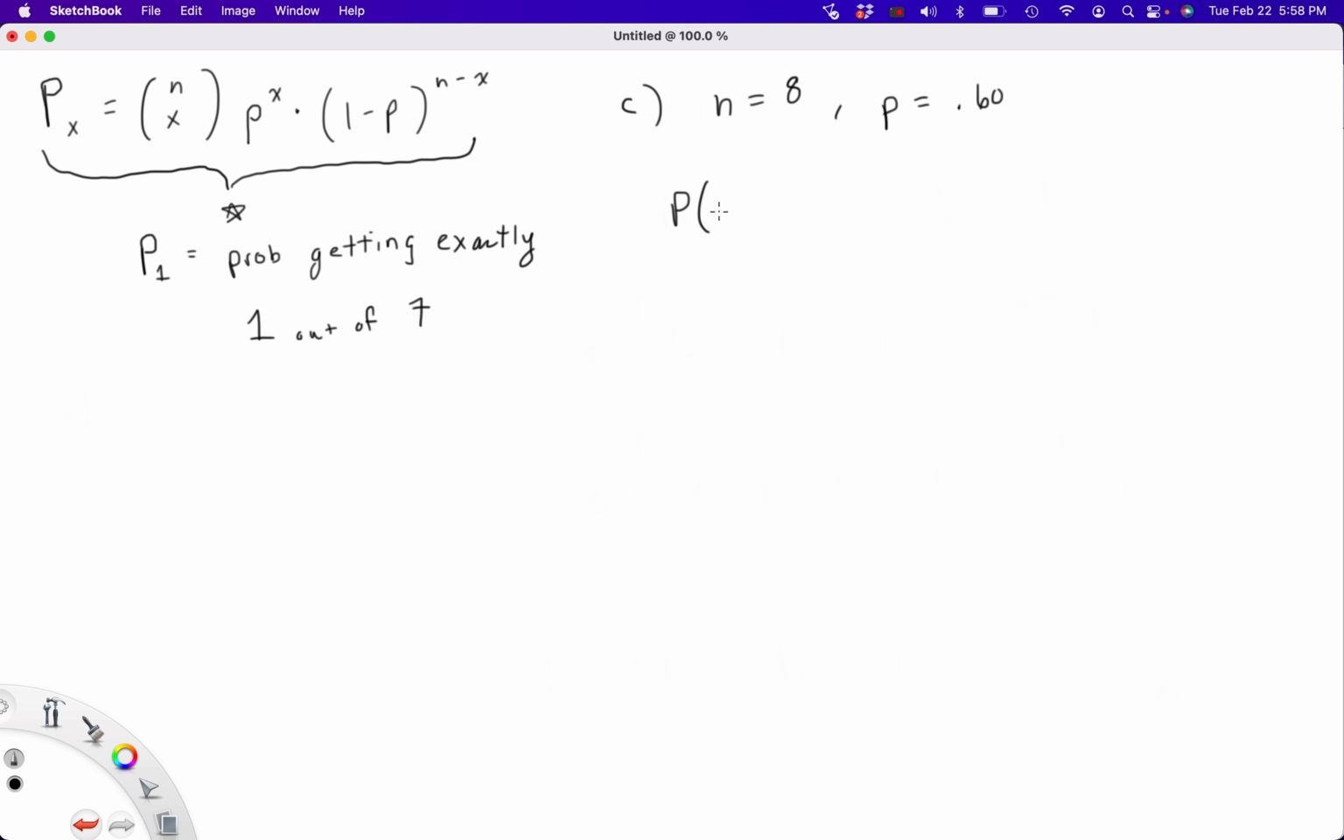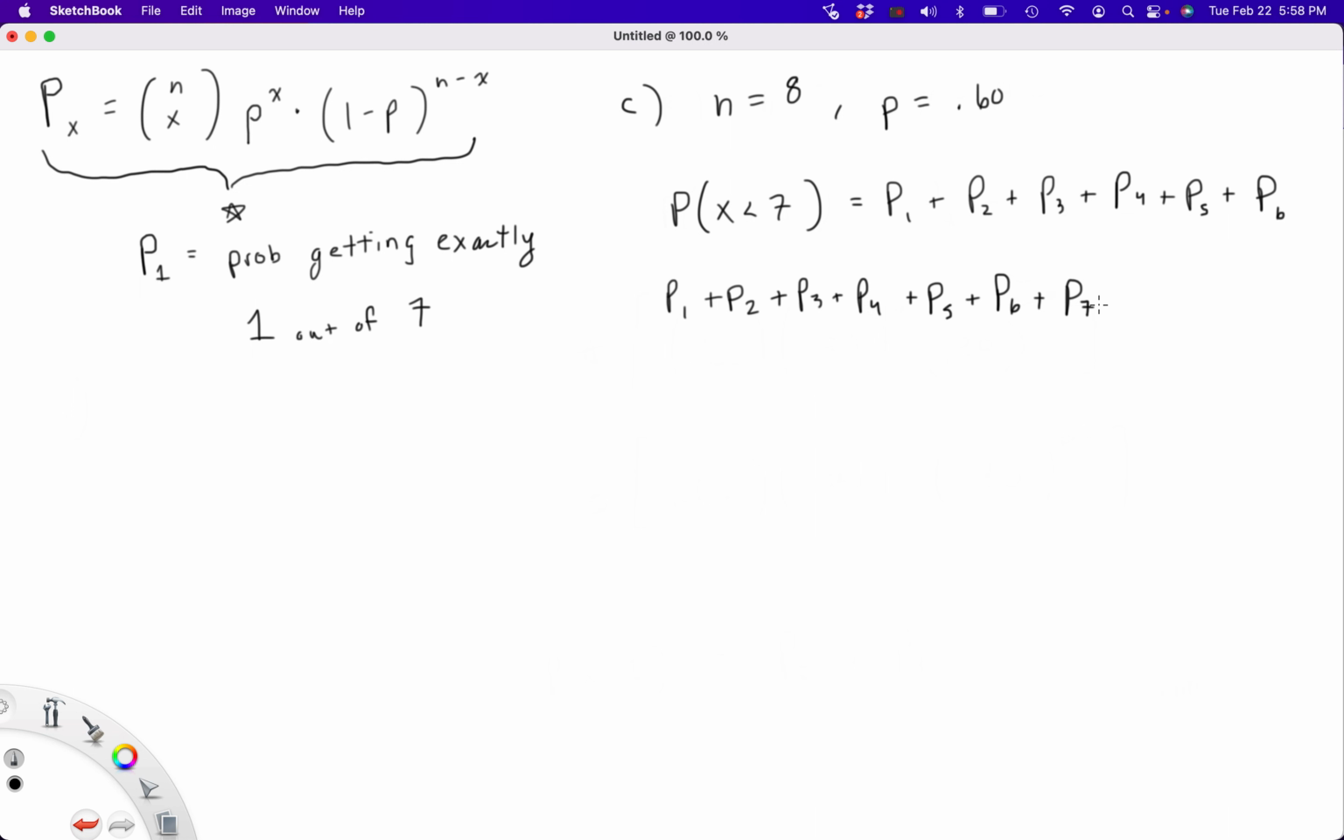So the probability of getting less than 7 successes, it looks pretty daunting, because technically that's what happens if you get 1 success, or 2, or 3, or 4, or 5, or 6. And that's a little crazy. However, there is one thing that we can say, and that is if we're doing an experiment 8 times, if we add up all these probabilities, like what's the probability of 1, 2, 3, 4, 5, 6, 7, and 8, well, that's everything that could possibly happen.